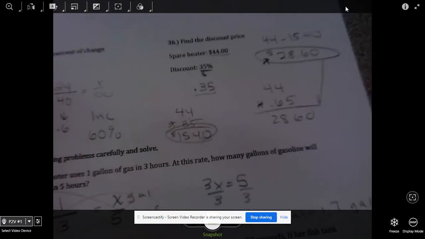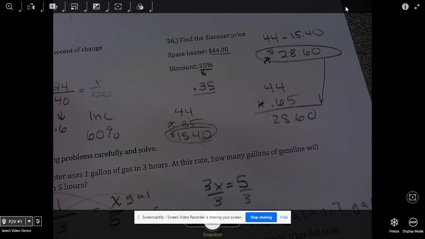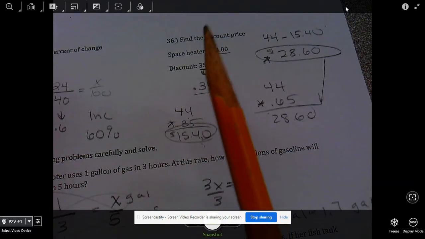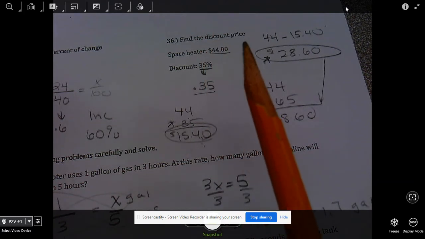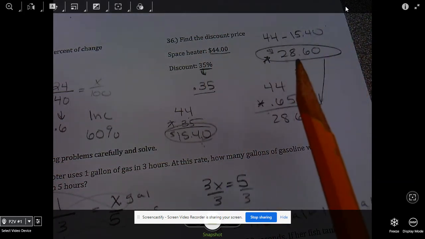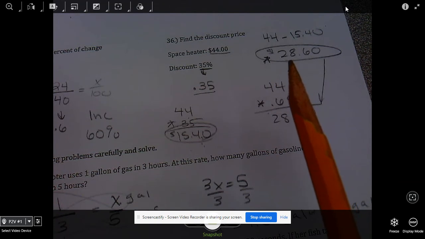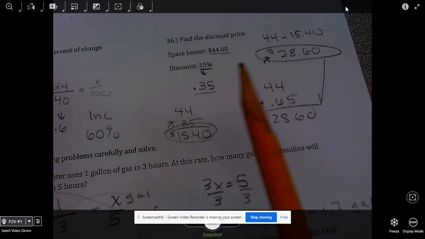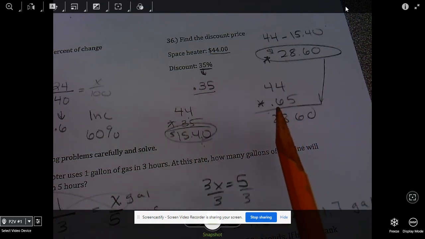Number 36 tells you your space heater is $44 and has a 35% discount. What you could do is take 35%, make it into a decimal, 0.35, and get a discount of $15.40. But the question wanted a reduced or discounted price, so you have to remove it to get $28.60. What you could have done is said, okay, if I'm removing 35%, that means I'm paying 65%. So your total would be $28.60.